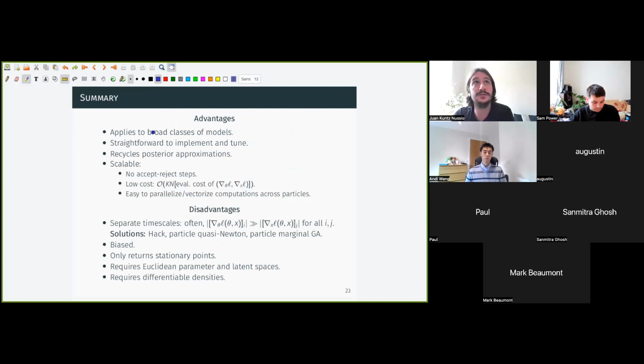You can use these algorithms in fairly broad classes of models, ones with Euclidean parameter and latent spaces, and with differentiable densities. They're pretty straightforward to implement. You just need to evaluate gradients and add noise, which is not too taxing normally. And also to tune, I don't think they're very difficult. In particular, if you choose a large step size, things are unstable. If you choose too small, you see it moving very slowly and very smoothly. You want to aim for somewhere in the middle of that, and that seems to more or less work.